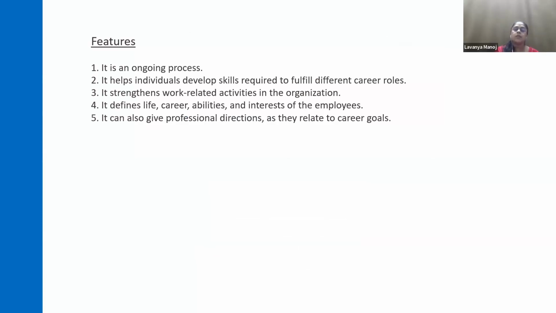It helps individuals develop skills required to fulfill different career roles, defines life career abilities, strengthens work-related activities, gives professional directions as they relate to career goals. So if an employee is given a chance to revamp his or her career with the support of the organization, the person sticks to the organization, works more, and is more committed to the work he or she is doing, because he or she has got what they were longing for.